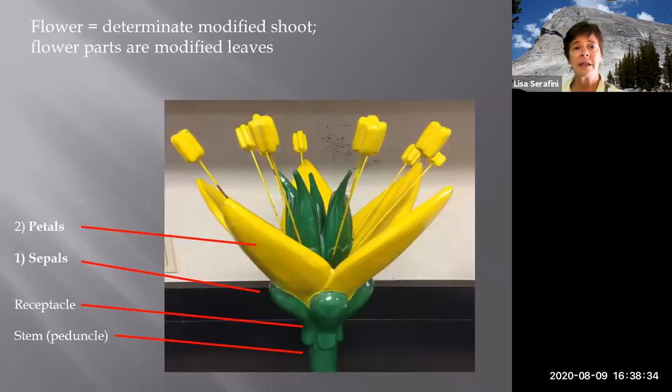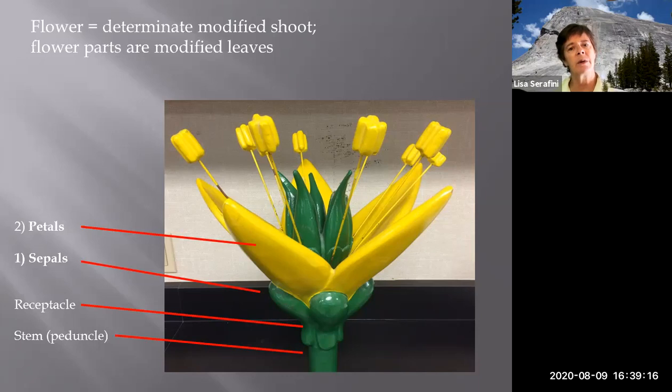So a flower is a determinate modified shoot. What does that mean? Shoot, first of all, is a stem with leaves. Modified, we mean over the course of evolution it has been modified so that the leaves no longer look leaf-like. And determinate refers to the mode of growth. A normal shoot, a vegetative shoot, stem with leaves, will continue on growing and making more stem and more leaves. That is indeterminate growth. But a flower usually only grows to put on a certain number of flower parts and then it stops. So that is determinate growth. So the flower parts are actually modified leaves.